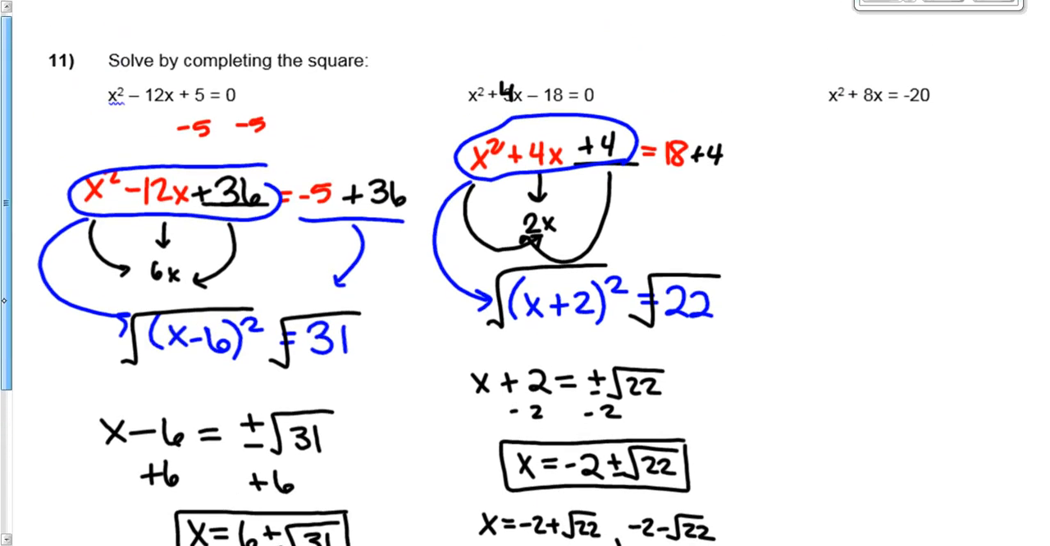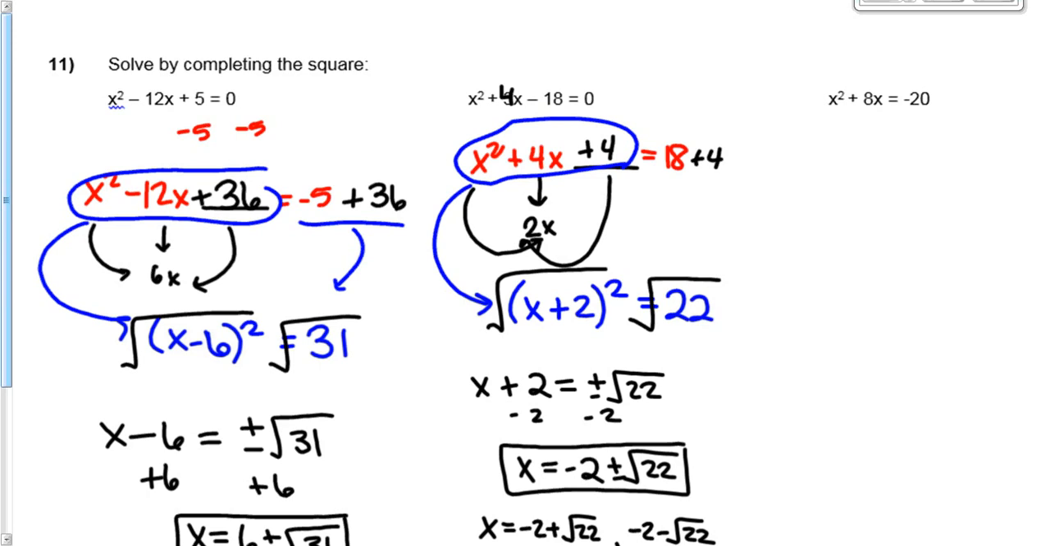All right, last one. This one, they've actually already moved the c over for us, so we don't have to worry about moving the c. But I still want to figure out what could I add on this side that would create a perfect square trinomial. Well, something goes here. This is the result of doubling 4x. The x is what gives me the x. So what gives me the 4? Well, 16. If I add 16 there, I have to add 16 here.